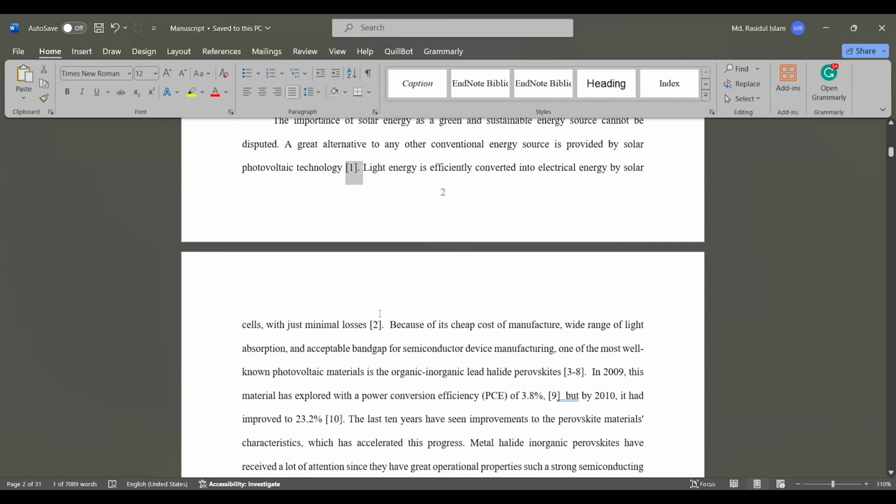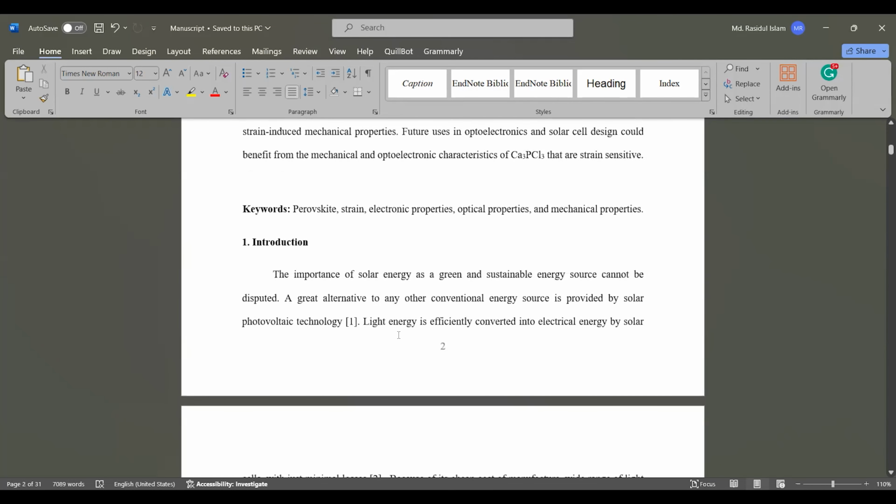I cite 1, 2, 3, 4, 3 to 8, 9, 10, okay? I mark them here, and then edit the bibliography or references in the last step, after writing all sections. Yes, it is a published work.